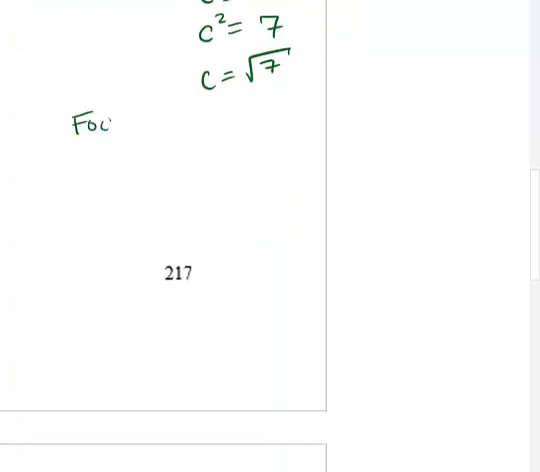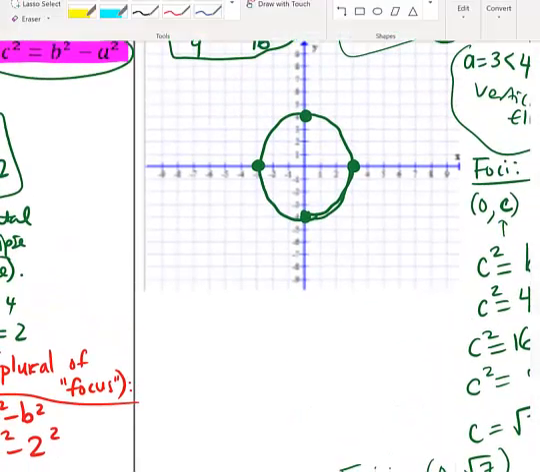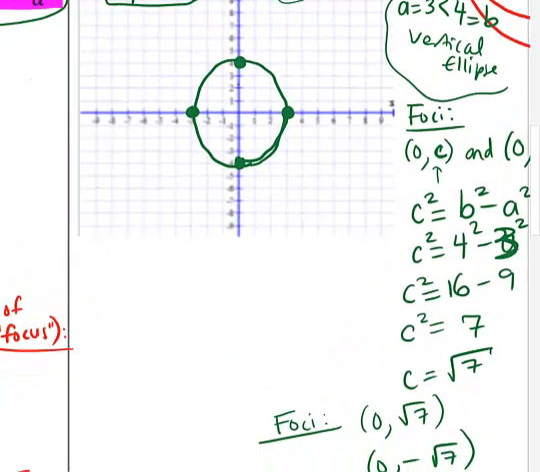Okay, but the foci, those are points, so it should be 0 comma that value and 0 comma negative that value. So the foci, they didn't ask us to plot them, but they're somewhere. The square root of 7 is somewhere between 2 and 3, so it's like here, let's say. And then same thing here. So there they are.